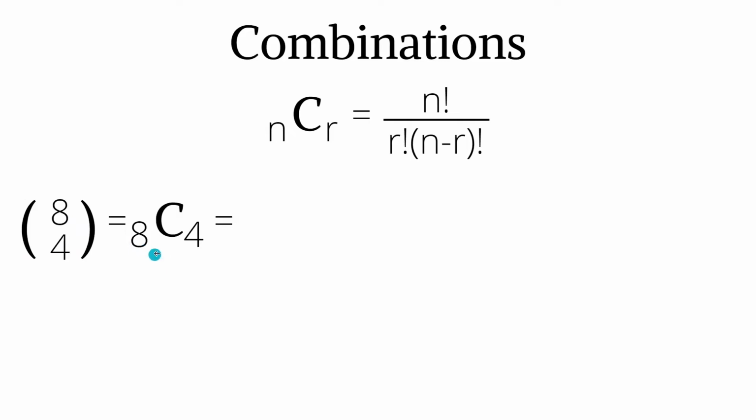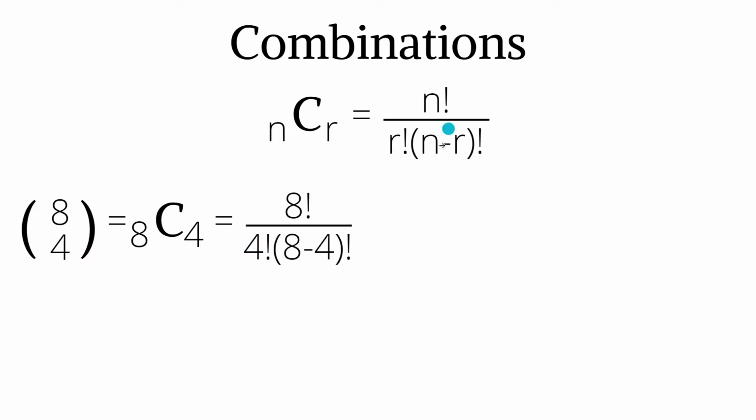You have 8 total in the group. You're going to choose 4 of them. So you will see it written in the text both of these ways, and they mean the exact same thing. You use the same formula. So let's just do this example.